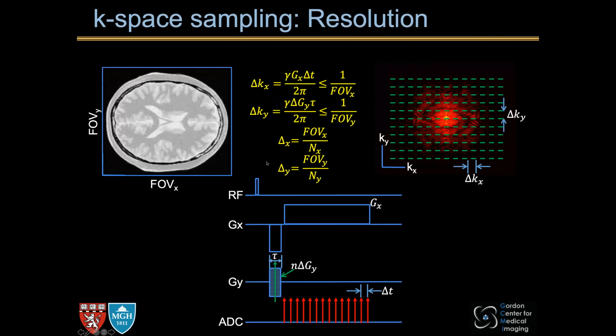Now we know another set of parameters regarding the K-space sampling. Basically, it is the coverage of the K-space, which is determined by the desired resolution. The number of samples is the field of view divided by the desired resolution in both X and Y directions.